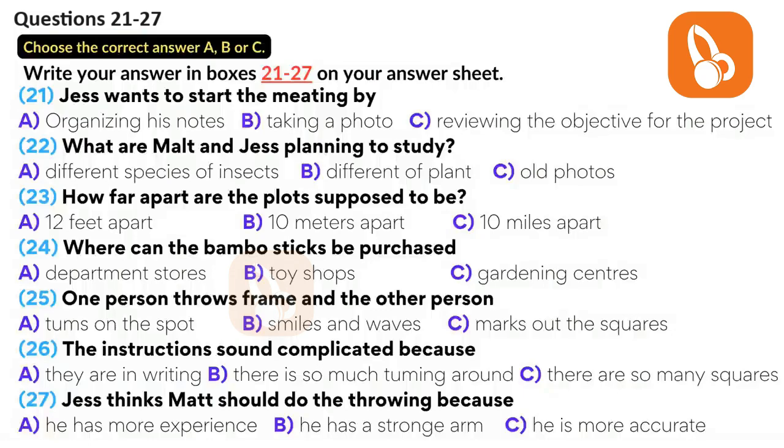That sounds a bit complicated. That's only because it's all in writing. It's just a simple throw, turn, throw, turn, throw, turn, until we have 10 squares. And I guess you want to do the throwing. Well, if you don't mind. I'm sure you'll be more accurate at marking the squares. Yes, I am sure I am, and I'm sure you've got a stronger throwing arm.